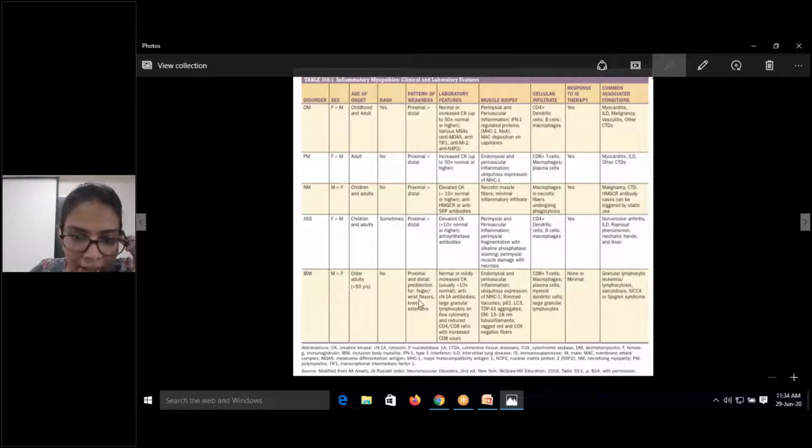Finger flexors are involved in which myopathy, they ask. That is inclusion body myositis, because it has some distal predilection. So finger flexors or wrist flexors are involved. Okay, and then coming to the lab features.